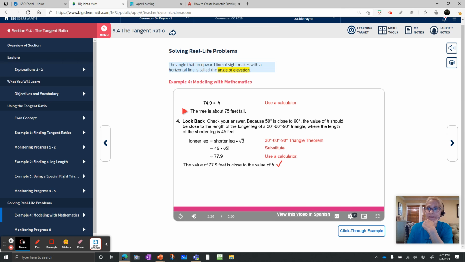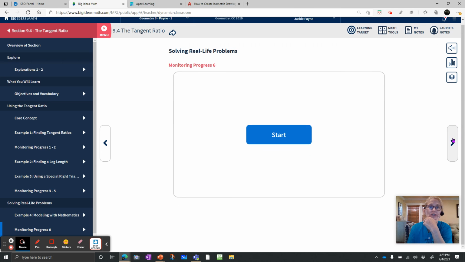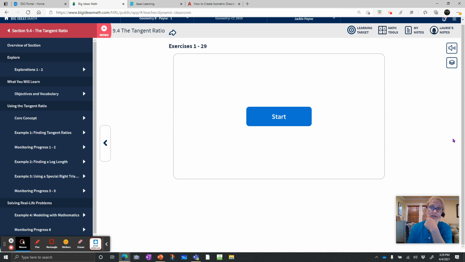Okay, so I do believe that's the end of our tangent ratio. We'll be doing one more example together under the camera, and I do believe the problem set is about 20 problems. So again, we're going to be doing a couple of notes that we will fill in class, and this should be enough to get you going.